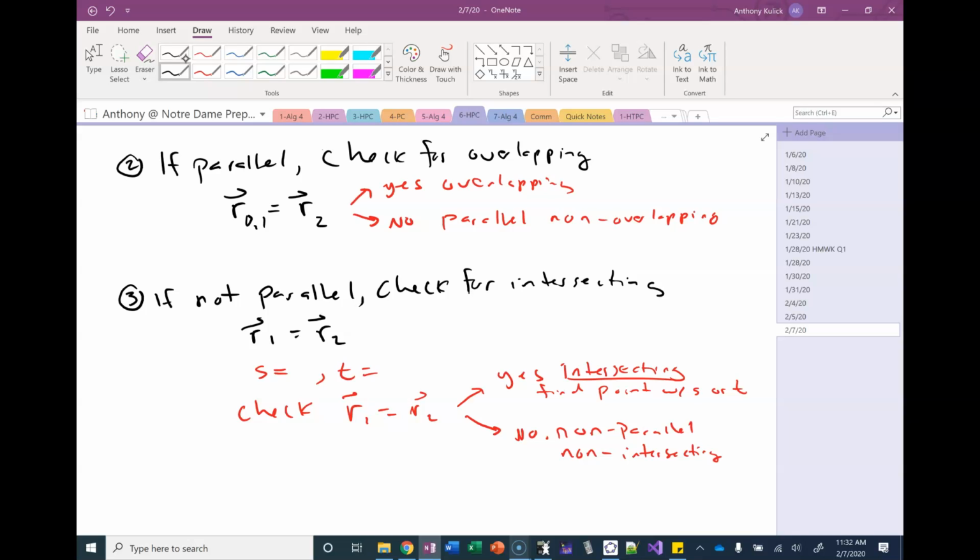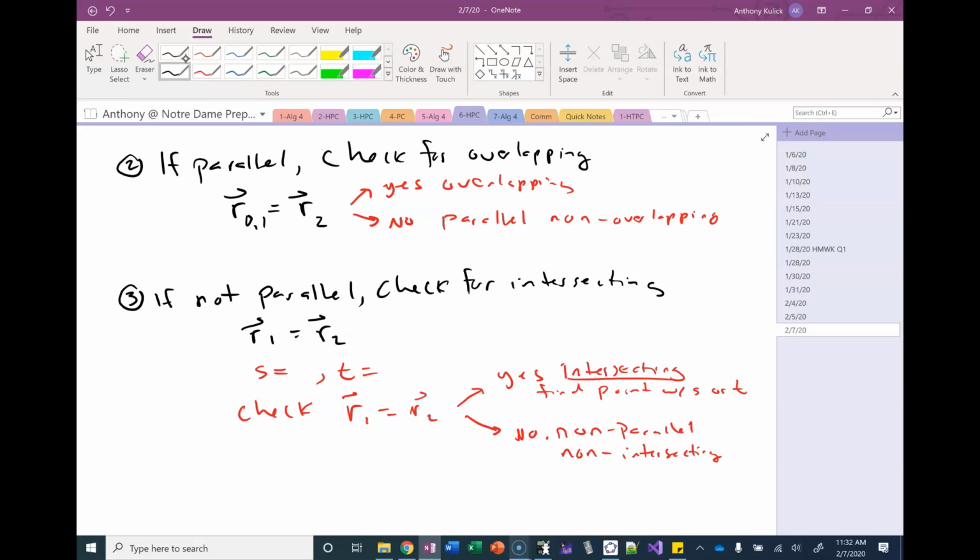So that's kind of the gist. That's how we're going to identify these four cases. So first we're going to check to see if it's parallel. If it is parallel, we're going to see if it's overlapping or not by seeing if one of the points from one line is also a point on the other line. If it is a point, then it's overlapping. If it's not, then it can't overlap.